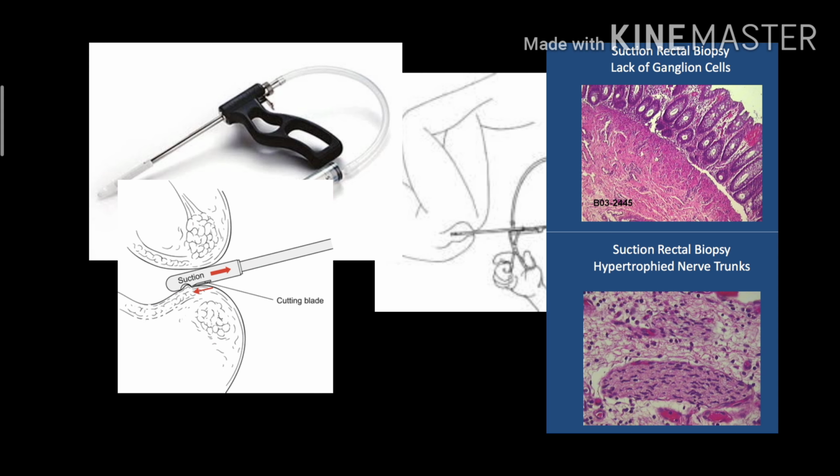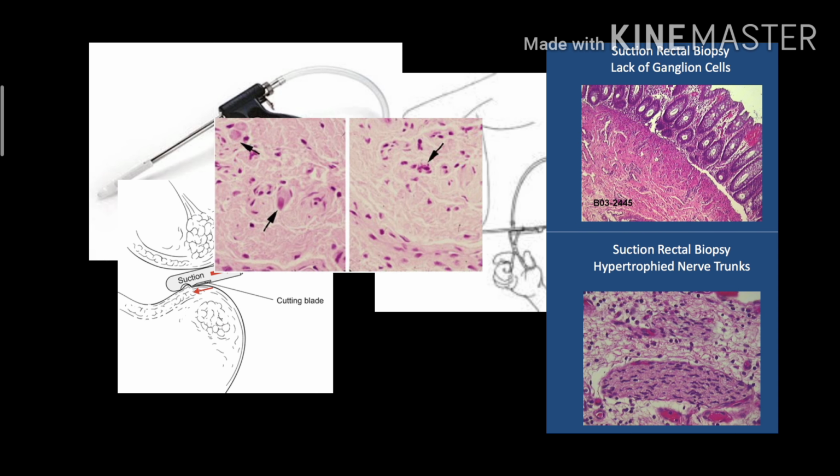In suction rectal biopsy, when we can see the hypertrophied nerve trunks and there is absence of ganglion cells in the Meissner's plexus, we can say that it can be an HD. This is the normal appearing ganglion cells and there is paucity of ganglion cells here. So that is what we are seeing in suction rectal biopsy.